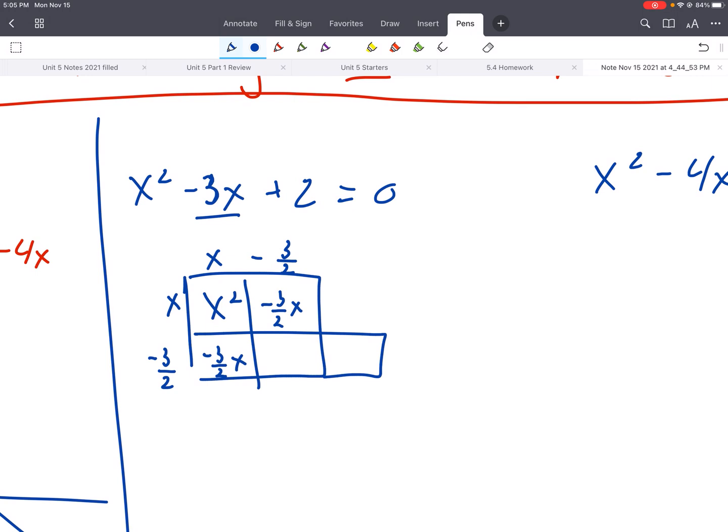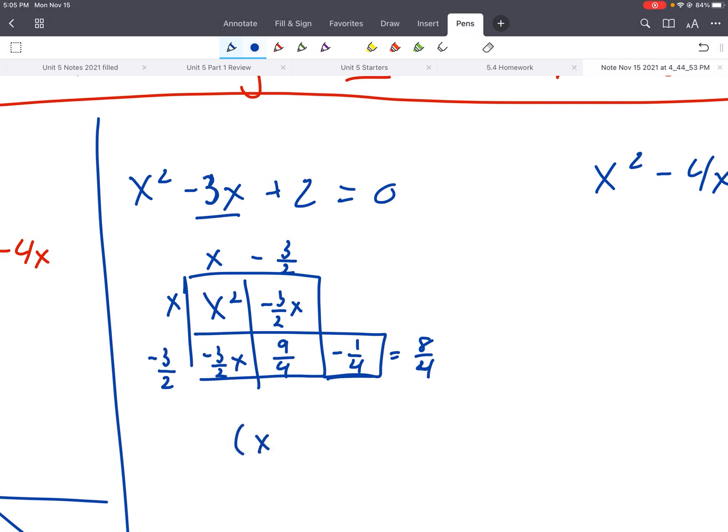Again, to complete the square, negative 3 halves times negative 3 halves is 9 fourths, and 2 is the same as 8 fourths. So we need to figure out what this would need to be to give us 2. So we need to subtract 8/4. So we need to subtract a 4th.